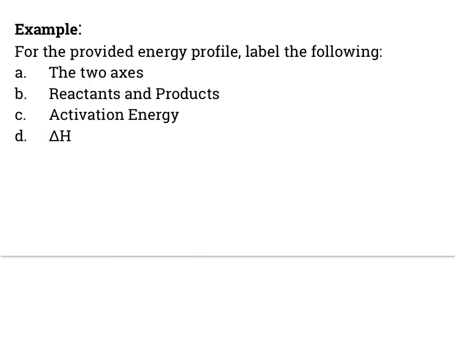Alright, so for the provided energy profile, which looks like that, and yes, you can have multiple humps, label the following. The two axes, which are the top up and down one, and the side to side one, commonly called the y-axis and x-axis. Where are the reactants? Where are the products? What represents our activation energy? Don't worry about telling me the number. Just show me this difference of height somewhere as activation. And overall, what represents our delta H? Work on that. Come back in a bit.